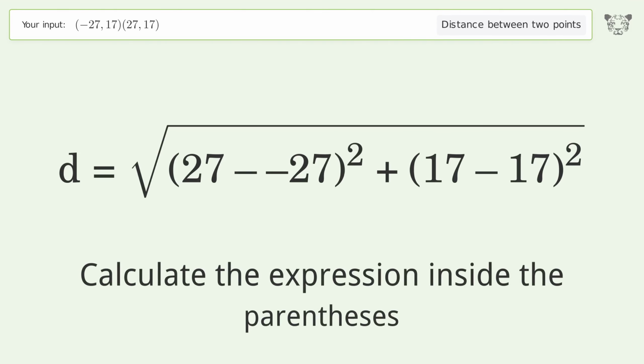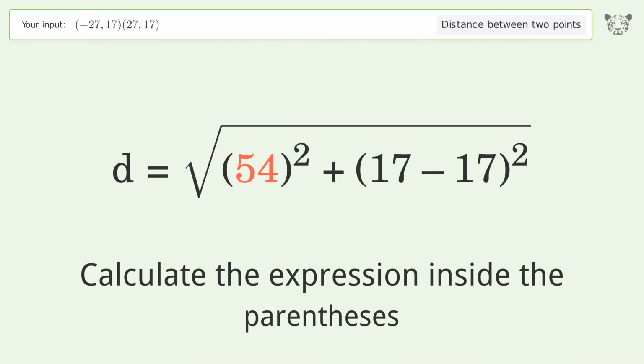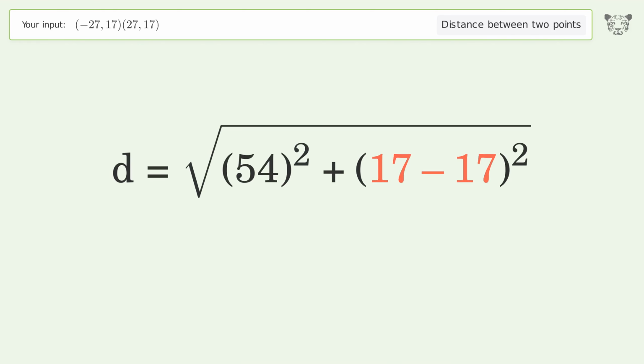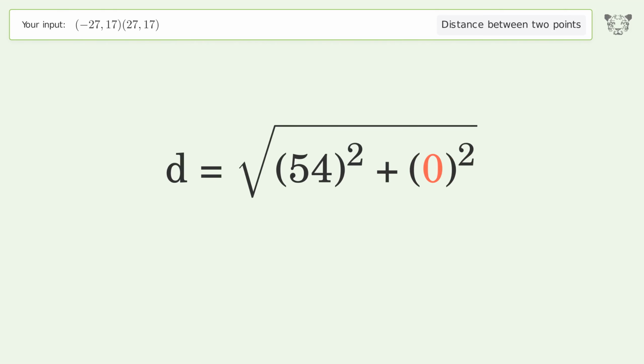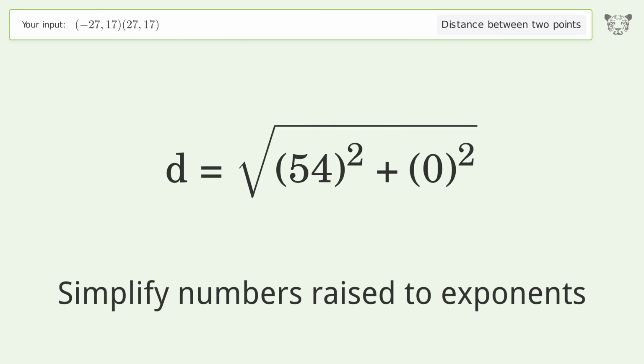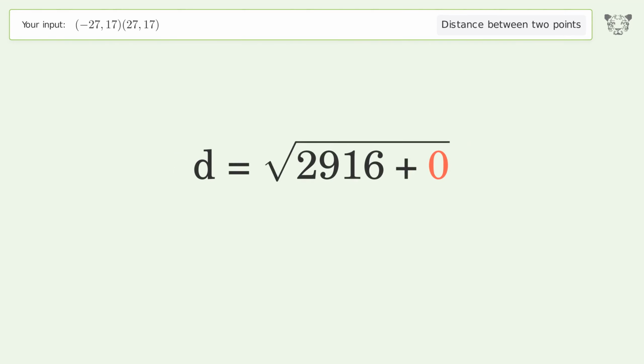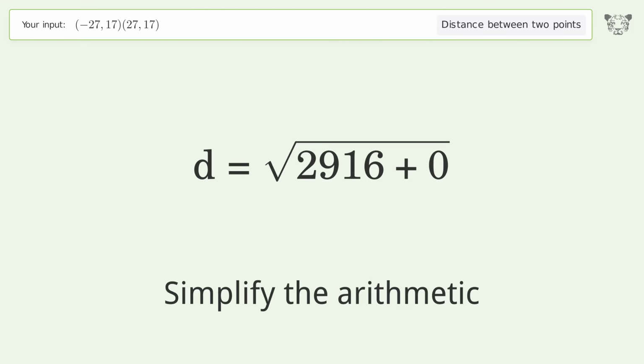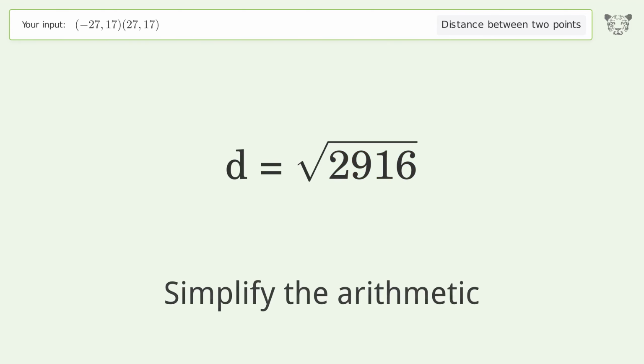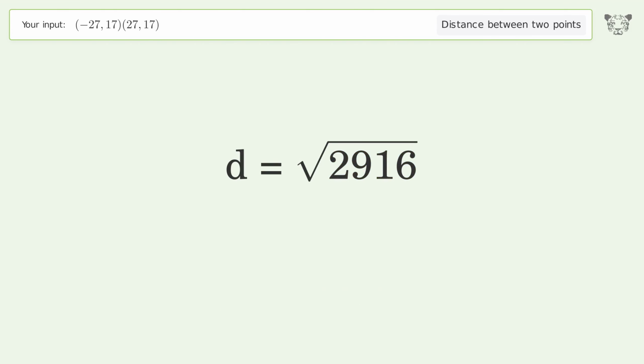Calculate the expression inside the parentheses. Simplify numbers raised to exponents. Simplify the arithmetic. And so the distance between the 2 points is the square root of 2,916, or 54.